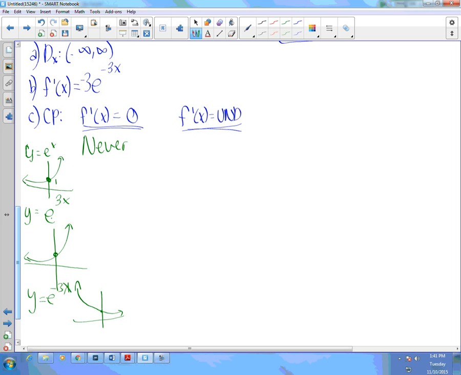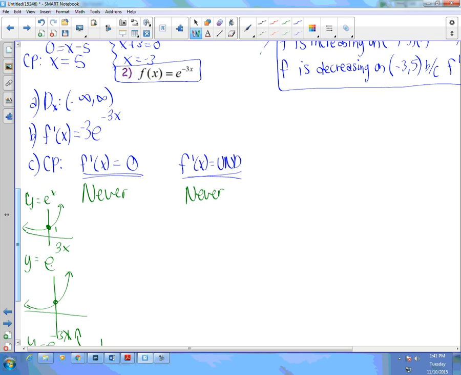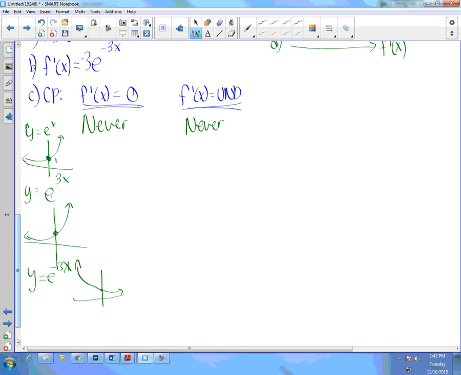Okay. What about, are there any places where we're undefined? No. Okay, so, no critical points found. Let's talk about a sign chart. We have a sign chart for f prime of x. So we don't have any critical points to plug in. So from negative infinity to positive infinity is this graph. Positive or negative? Remember, we look at positives and negatives first. Is the derivative's graph. Remember, this is our derivative.